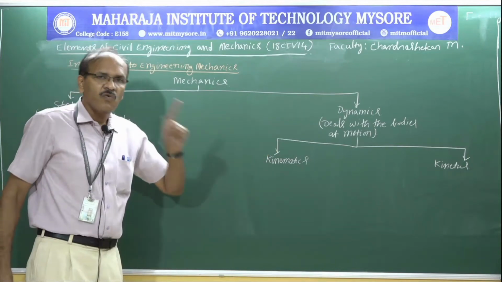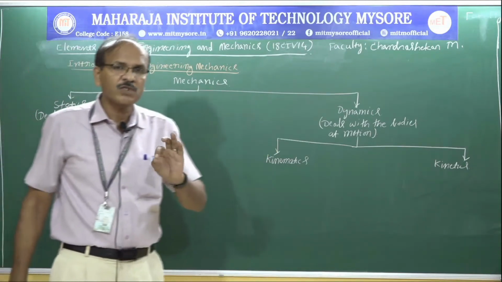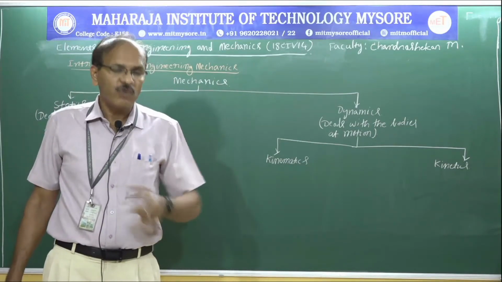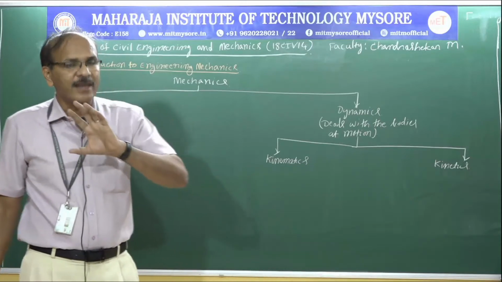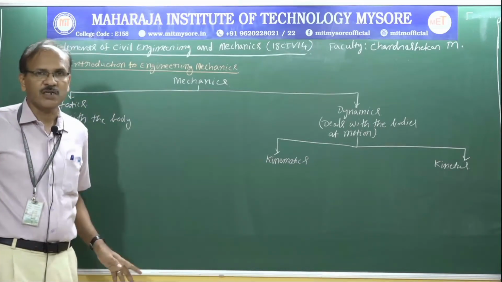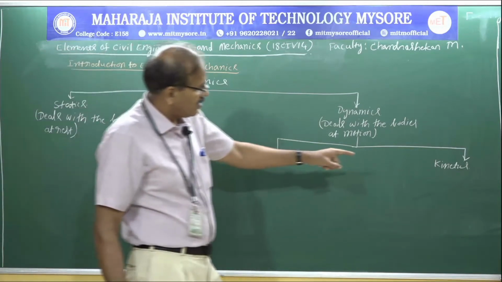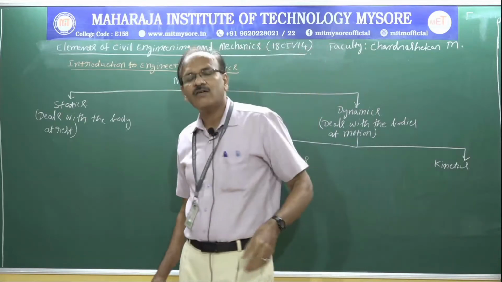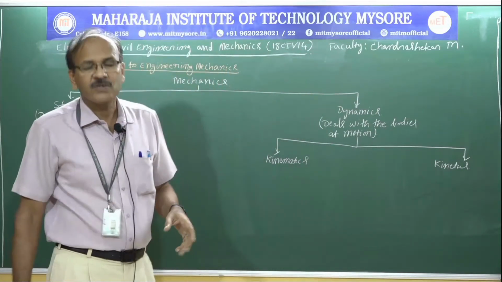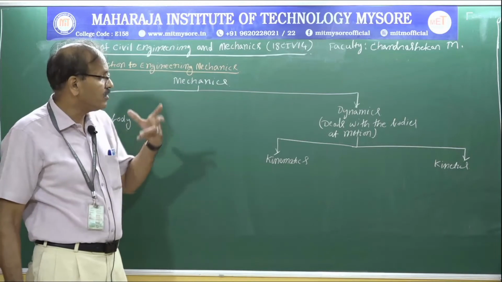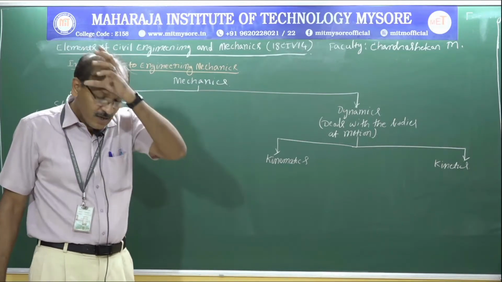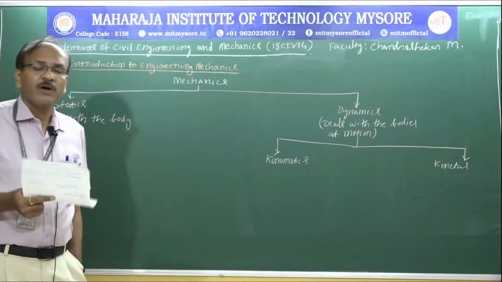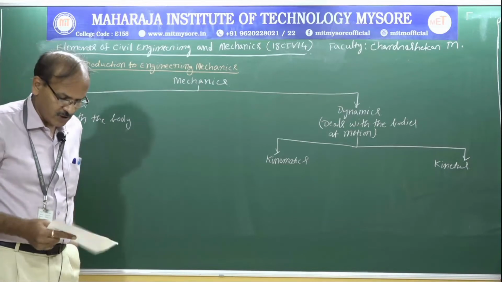It deals with the bodies under motion, and it deals with only the geometry of the motion without taking into consideration the agents which are causing the motion of the body. Kinetics takes into account the agents. So what are the agents? Basically the force is the agent, which alters the body whether it is at rest or in motion.